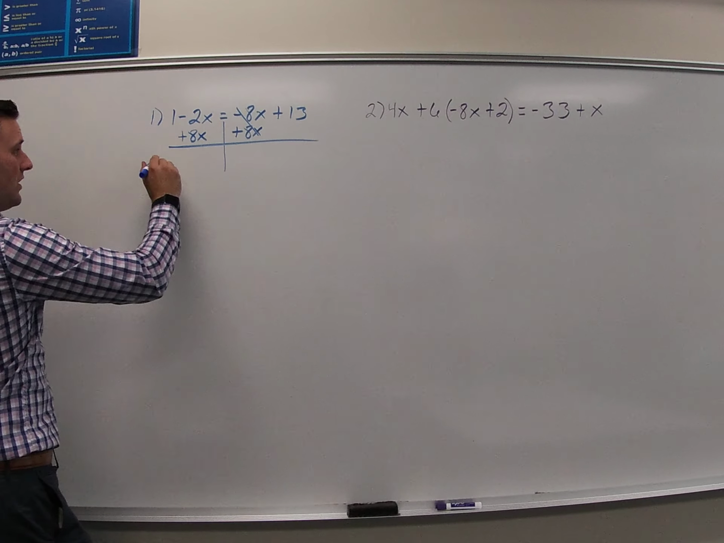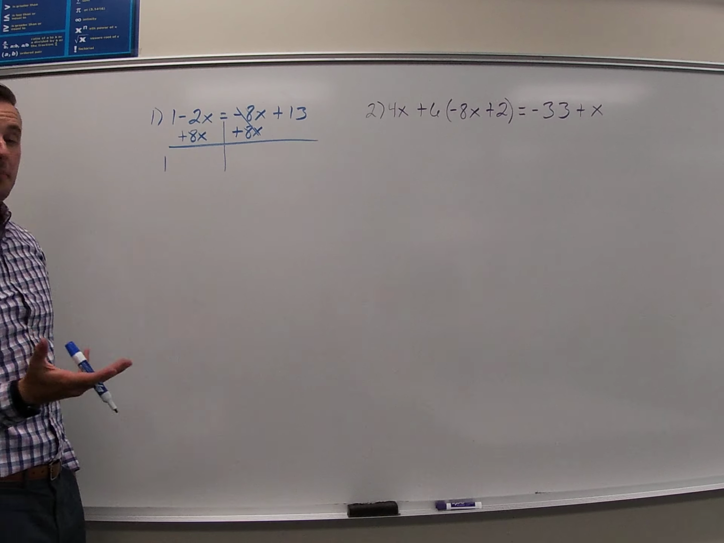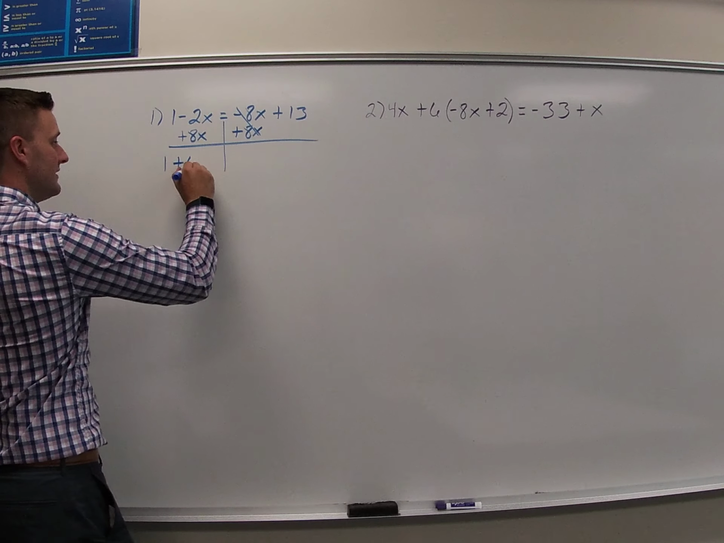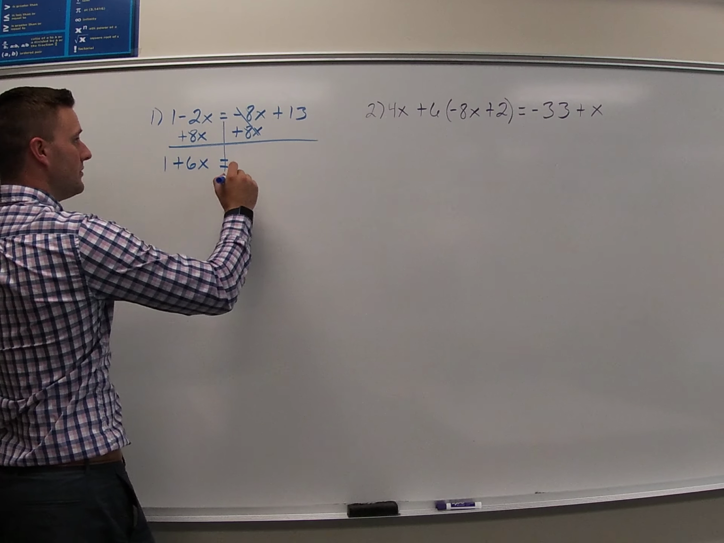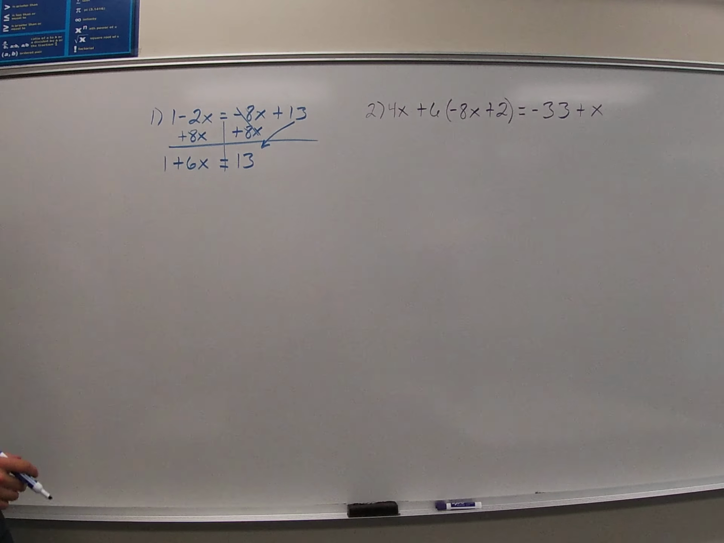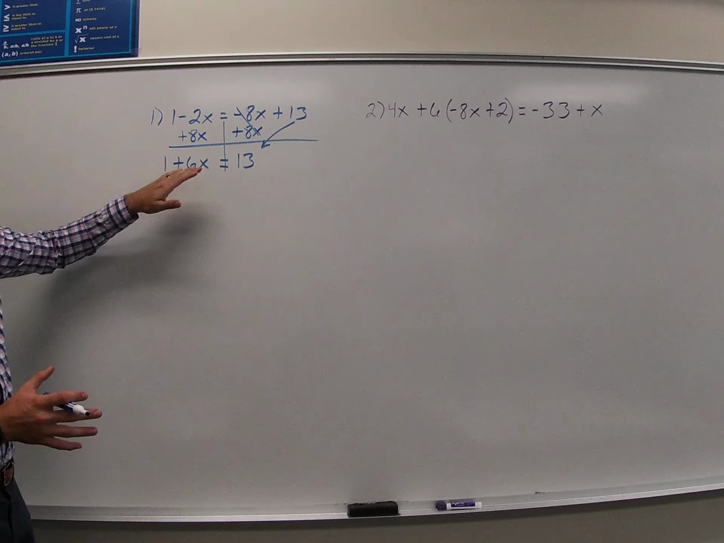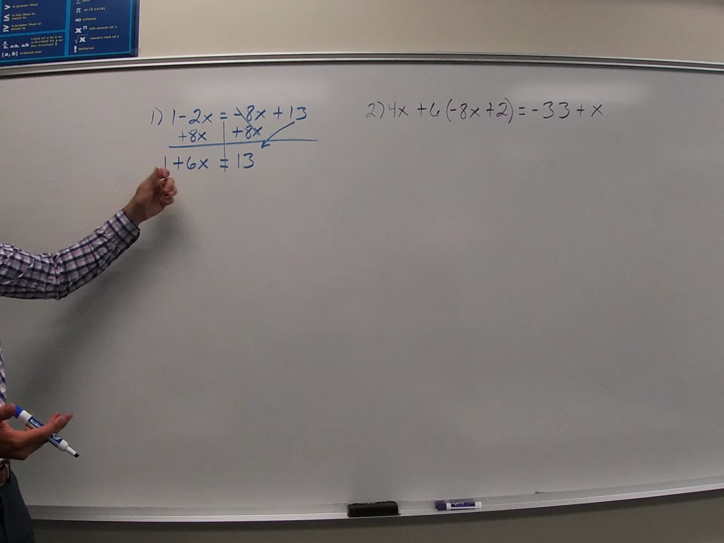Now, I didn't do anything with this 1, so I have 1, a -2x plus an 8x is going to give me a positive 6x. So 1 plus 6x equals 13. I'm just going to bring that straight down. Now, I have my variable on one side of the equation. Now I want to isolate it. I want to get it by itself. How do I do that?